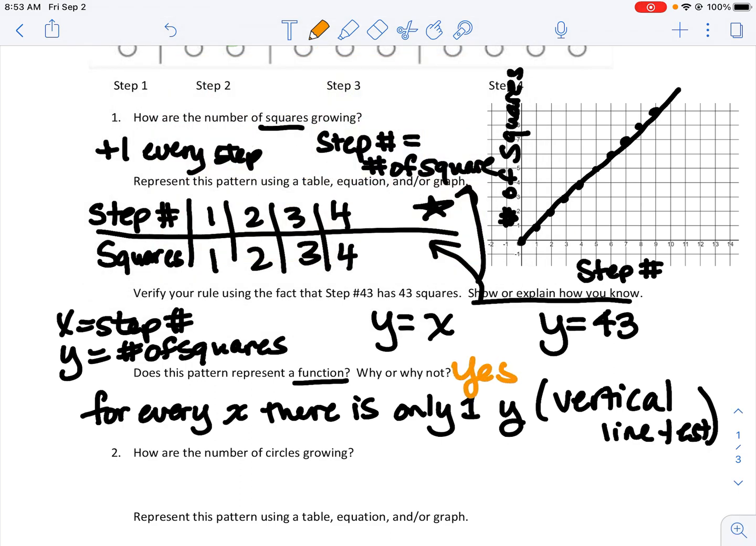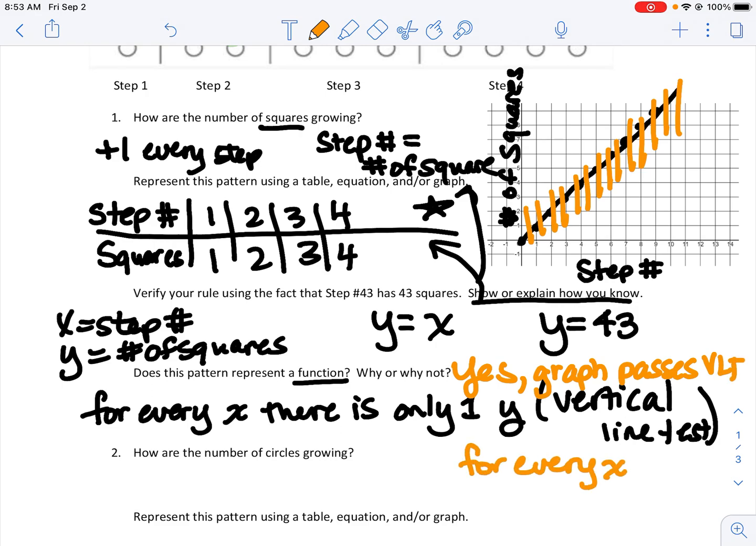The answer is yes. And if we look at our graph, if I were to draw vertical lines here, none of these vertical lines are hitting the graph more than once. So I could say the graph passes the VLT, the vertical line test. Or for every x, there's only one y.